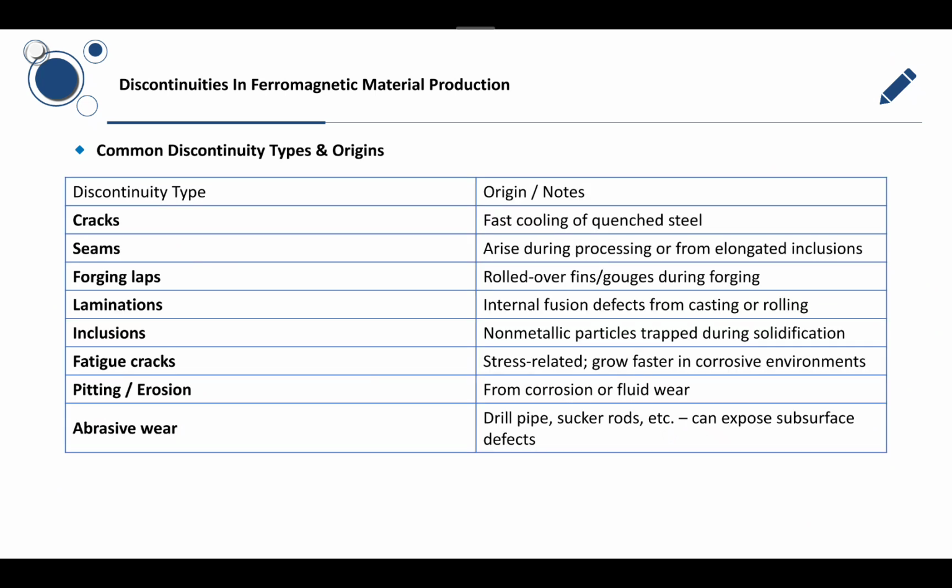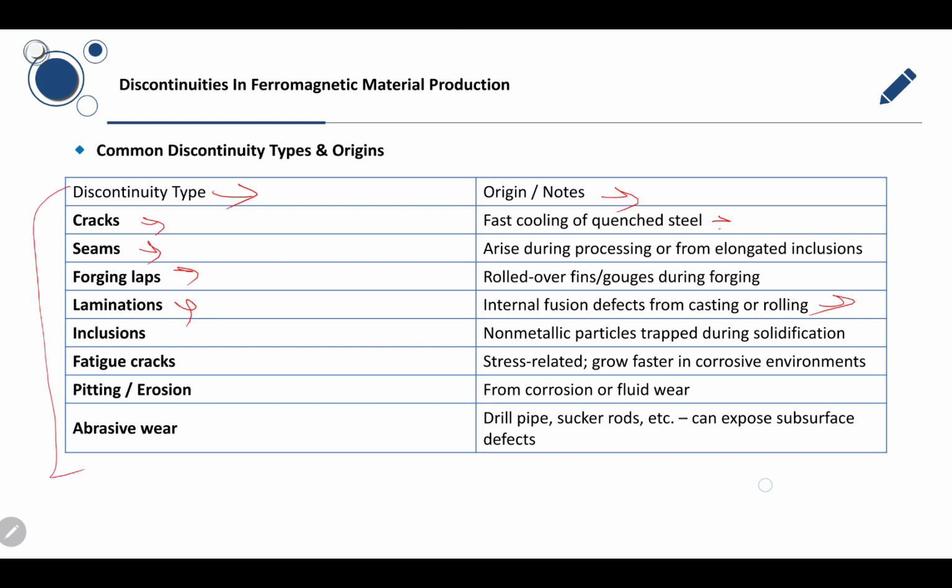Let's go to the next slide. Here I mention some common discontinuity types and origins. Cracks: fast cooling of quenched steel. Next, seams arise during processing from elongated inclusions. Forging laps: rolled over fins or gouges during forging. Laminations: internal fusion defects from casting or rolling. These are the common types of discontinuities.